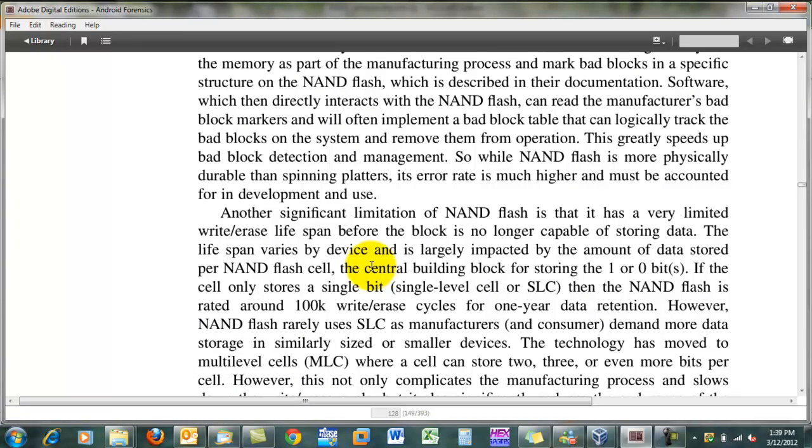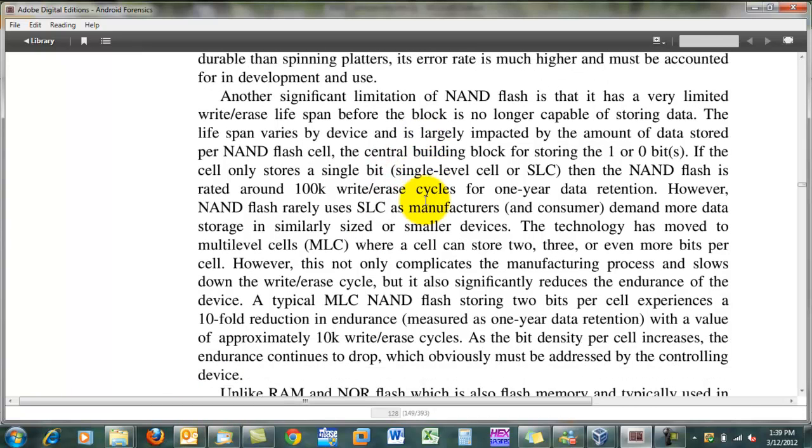So what I'm trying to say is that they tend to do a round robin so that you don't keep writing the same chip on the flash device over and over again. So this is the other limitation.